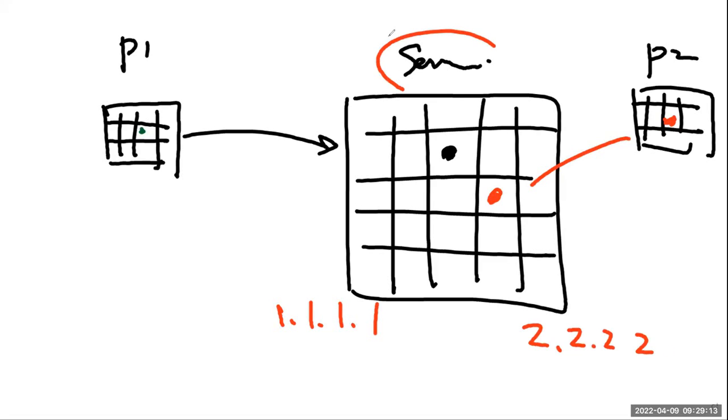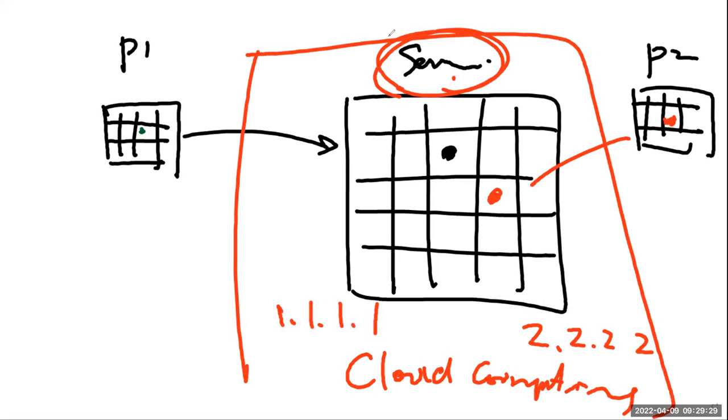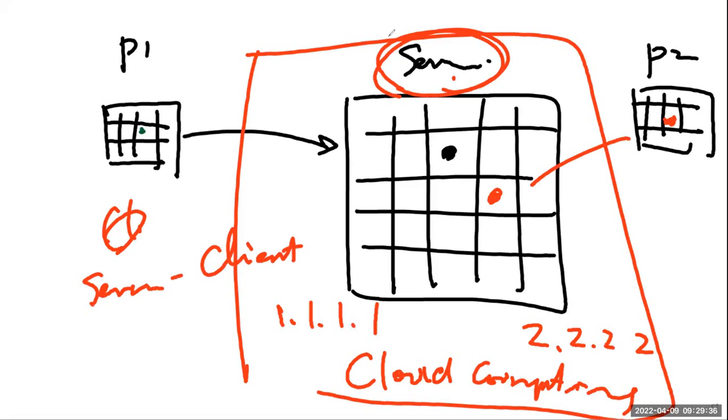So here we do have a server. In the old days, people called it cloud computing. Cloud computing had a server on it. So this is called cloud computing. The server is there, and this server and client computing model has been around for quite a while.